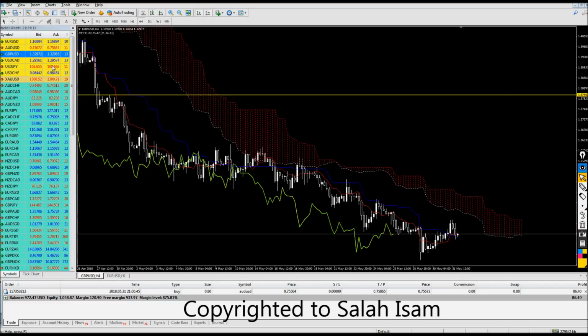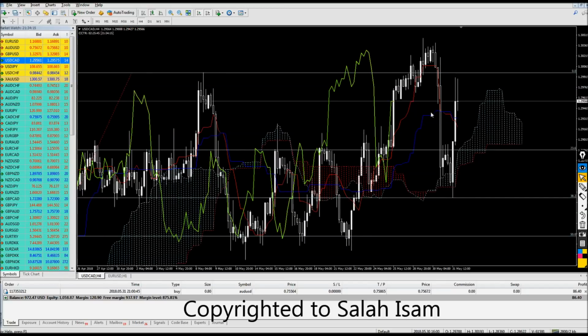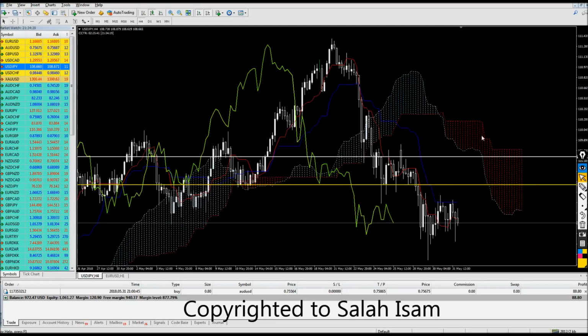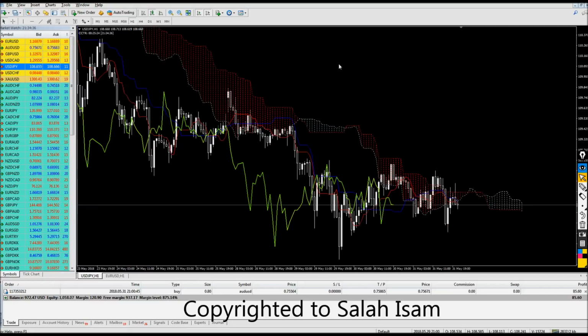So let me go to another one for the last example. This one is messy actually. I don't like it. Okay, let's see this one. Now we have exited from the blue cloud, and now we are below the red one, and we can see that the trend is going down. So this is the 4-hour chart. Let's now go to the 1-hour chart and see what's happening.